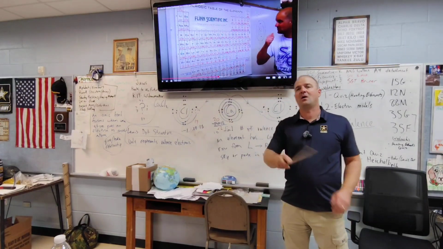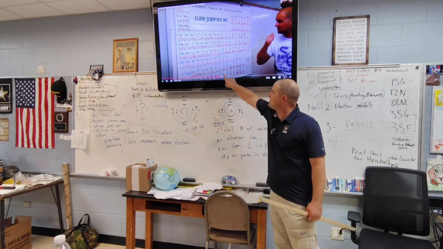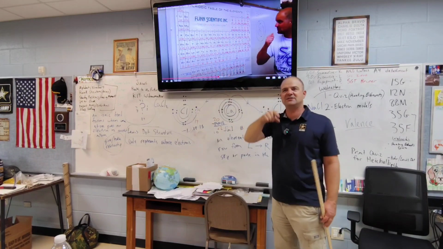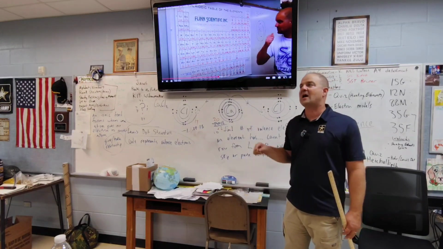The one on my back wall, the man-made elements are actually whited out, so they have a black outline, but the letters are white. Do you guys see that on the back wall? That means they're man-made.